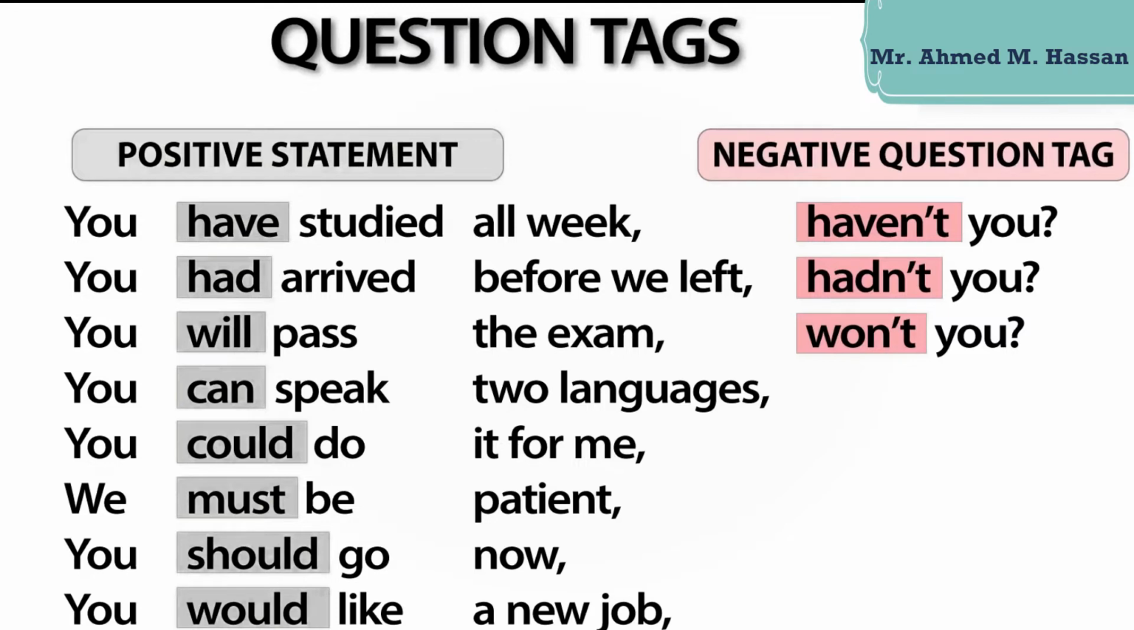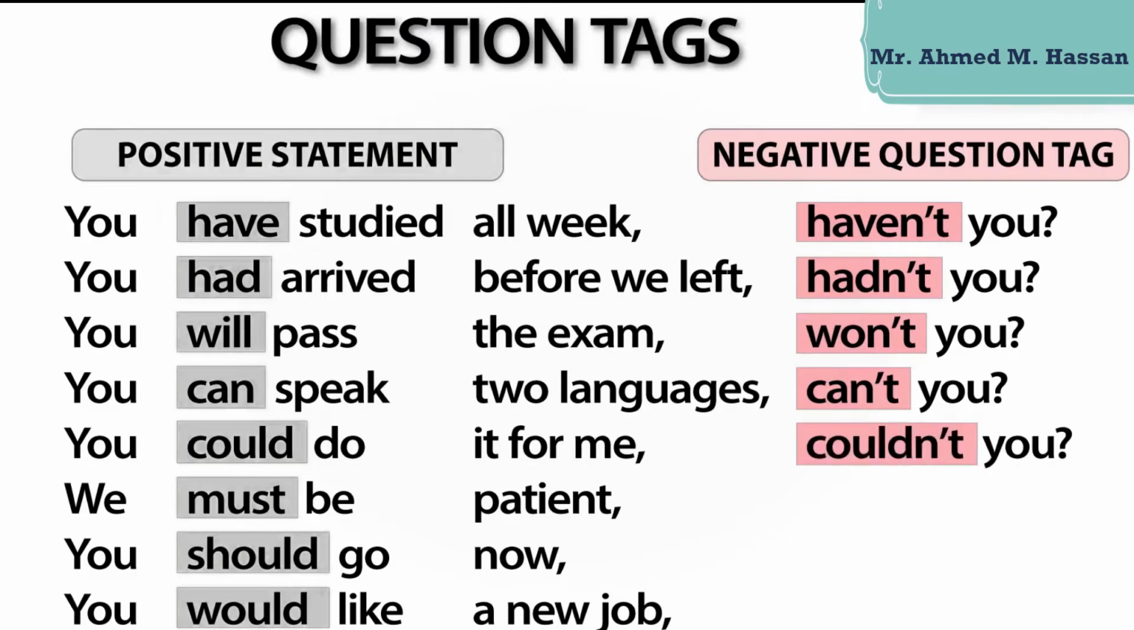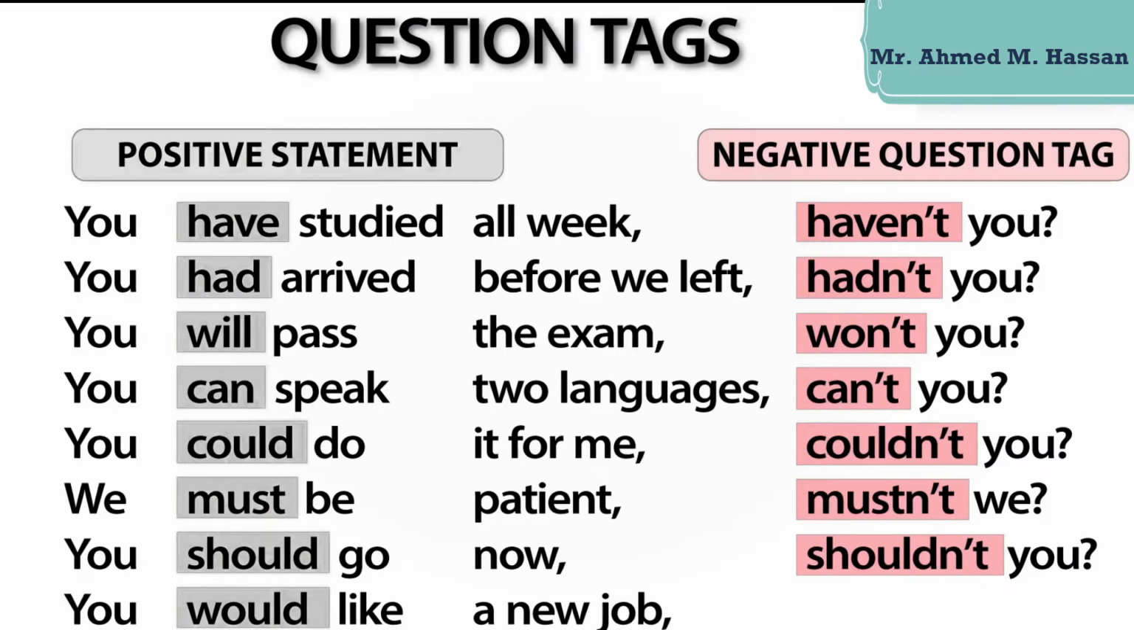You can speak 2 languages. Can't you? You could do it for me. Couldn't you? We must be patient. Mustn't we? You should go now. Shouldn't you? You would like a new job. Wouldn't you? That was easy, wasn't it?